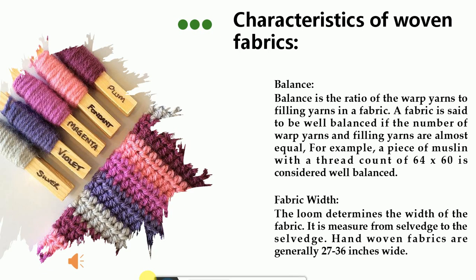Fabric width. The loom determines the width of the fabric. It is measured from selvage to selvage. Hand-woven fabrics are generally 27-36 inches wide.